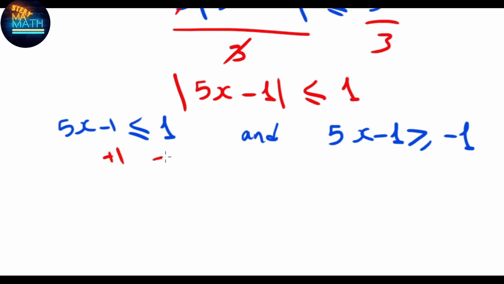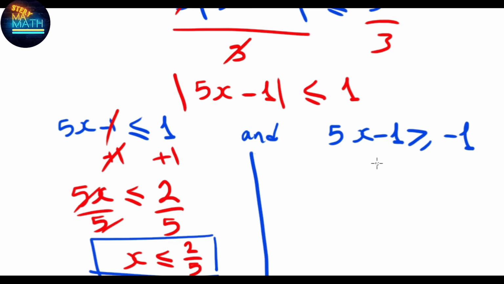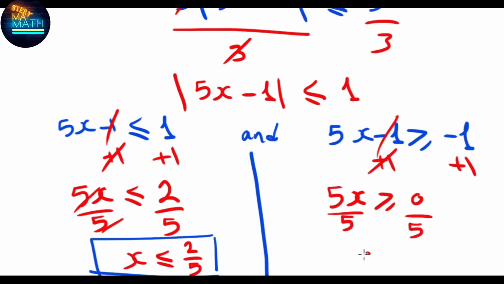Add 1 to both sides. So 5x is less than or equal to 1 plus 1 is equal to 2. And divided by 5, so x is less than or equal to 2 over 5. For the second inequality, I will add 1. So 5x is greater than or equal to negative 1 plus 1 is 0. Divided by 5, so x is greater than or equal to 0.